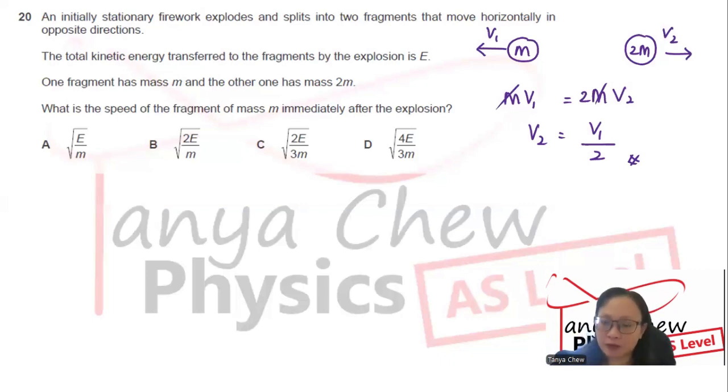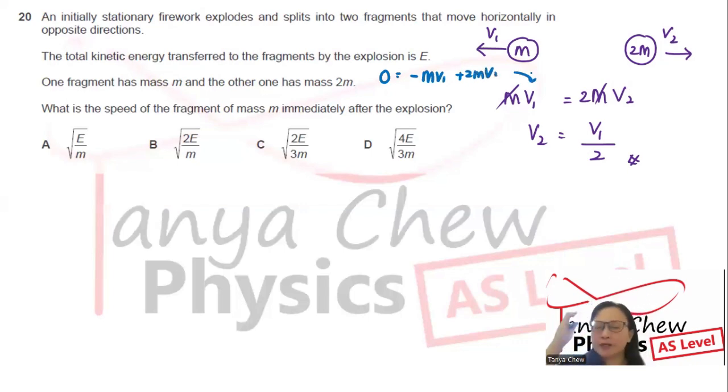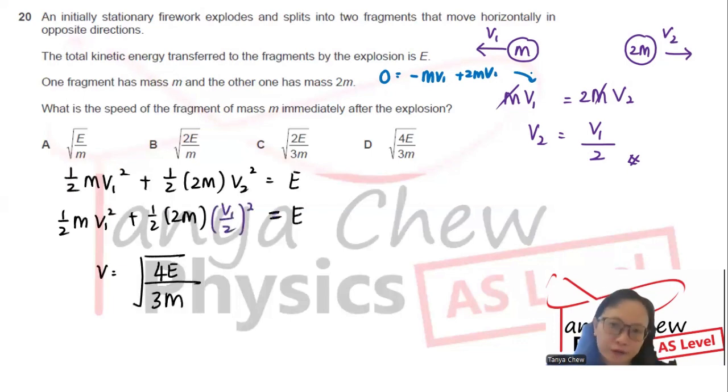Since the principle of conservation of momentum is obeyed, 0 is equal to negative m V1 plus 2m V2. So m V1 is equal to 2m V2. I make V2 the subject because I want to find V1. Then the total kinetic energy is given. So the kinetic energy of m plus the kinetic energy of 2m is equal to E. I sub V2 as V1 over 2 into the equation. When I work out the equation, I get the square root of 4E over 3m.